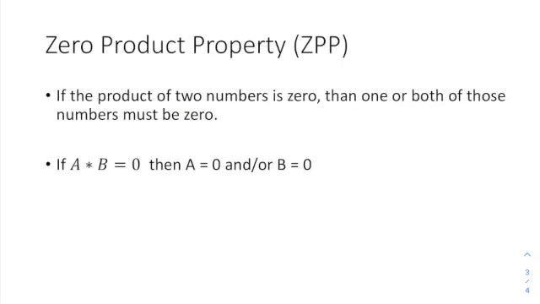So the zero product property, or ZPP as I like to call it, says that if you take the product of two numbers and get back 0, then one or both of those numbers must be 0. So product means multiplication. So what this is saying is if I multiply two numbers, A and B, and the answer comes back 0, then one of those numbers must be 0. There's no way to multiply two numbers together and get back 0 if one of them wasn't 0.